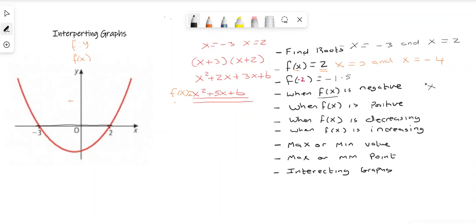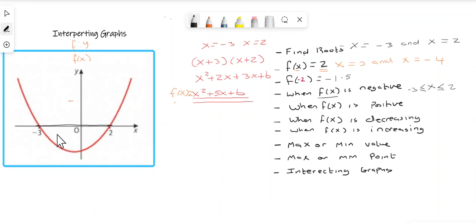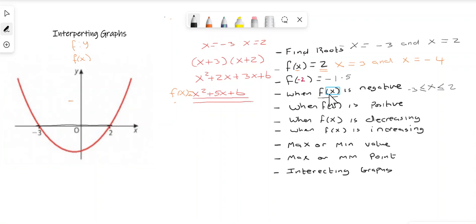So what we can say is that when x is greater than or equal to minus 3, that would include all of these values here. And when x is less than or equal to 2, that includes all of these values here as well. So basically, if you were to pick an x value anywhere along here, and draw your line down and draw your line across, you're going to get a negative value for y.